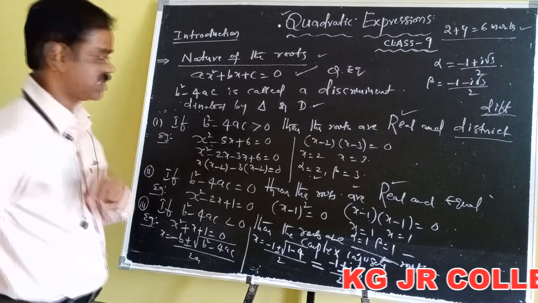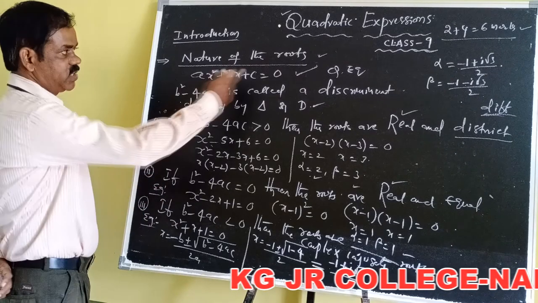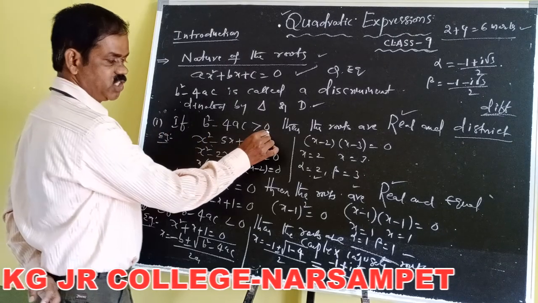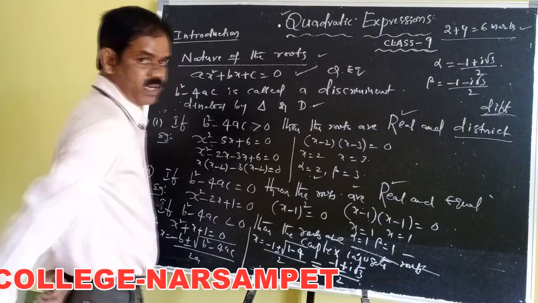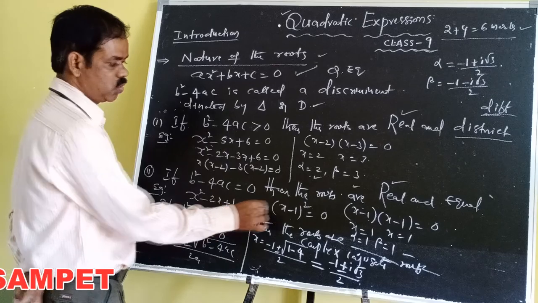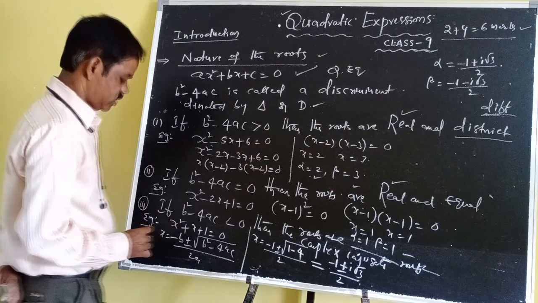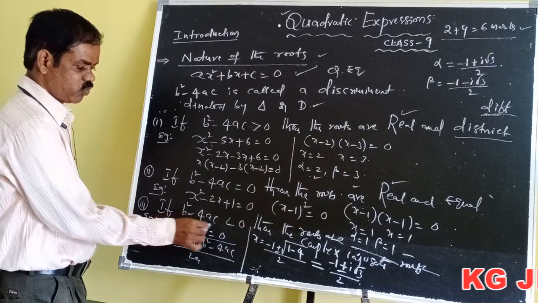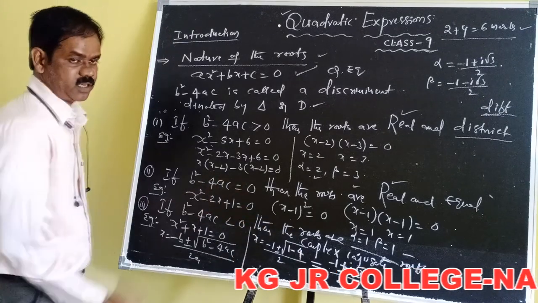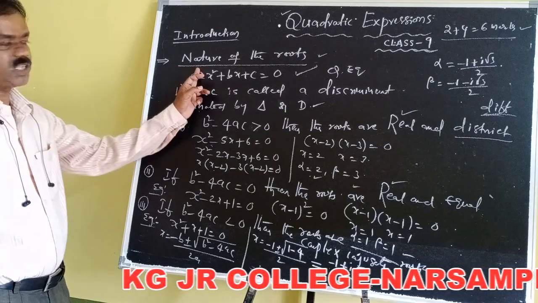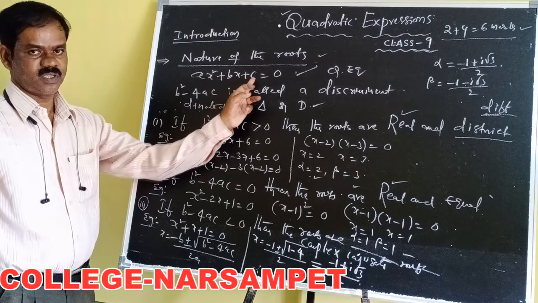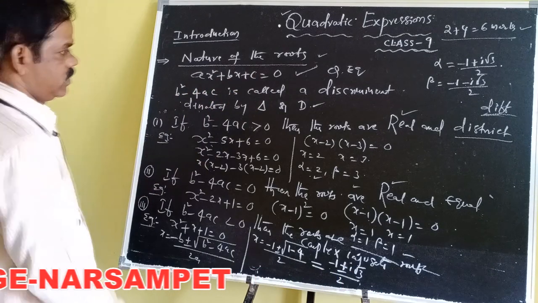See students, once again, the nature of the roots. What is the first rule? If b square minus 4ac value is greater than 0, then the roots are real and different. The second rule is, if b square minus 4ac value equals 0, then the roots are real and equal. The third rule is, if b square minus 4ac value is less than 0, then the roots are complex conjugates of each other. This is the concept of the nature of the roots of the quadratic equation x square plus bx plus c is equal to 0.